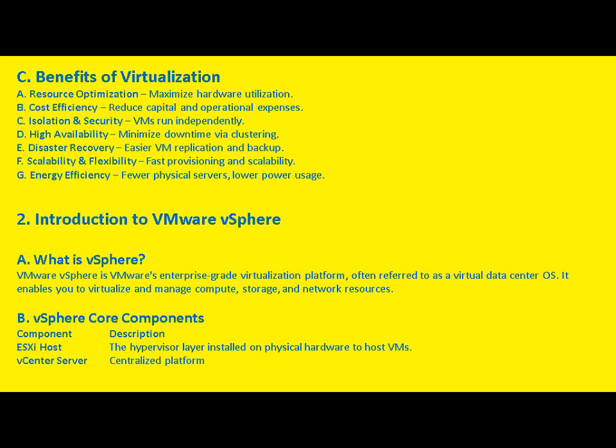Next component is your vCenter server. So it's a centralized platform for managing ESX hosts and VMs from a single pane. That means if you are having, let's say, 5 ESX hosts, 10 ESX hosts, even 100 ESX hosts, you can manage them from one central console. So vCenter server allows you to manage those ESX hosts from a central console. In this particular video series, we will be installing our vCenter server also, and we will see how to manage our ESX hosts through that.